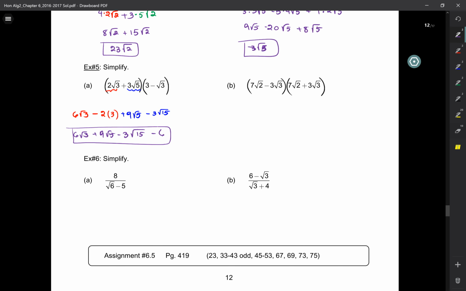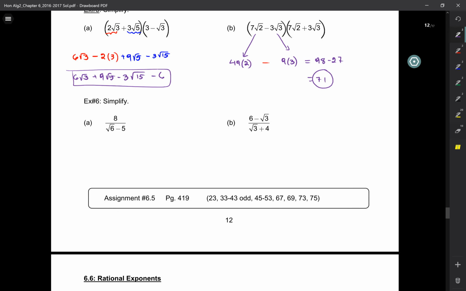All right. This next one, any patterns? A minus B, A plus B. So what am I going to do? Square the first one, right? Square the first one. What does that give you? 49 times 2. Square the last one. What symbol, what sign in the middle? A negative. So this is 98 minus 27, 71.